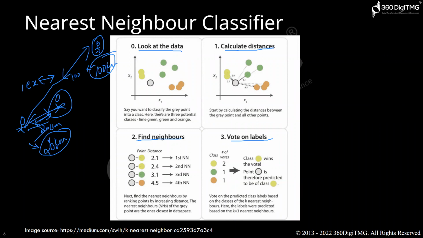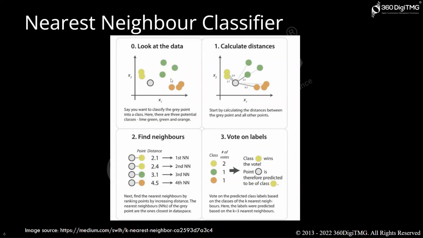We are going to classify the gray point into a class here. There are three potential classes: orange, green, and yellow, which is called lime green. We are going to calculate the distance from these. So let me explain once again. We are going to classify the gray point into a class, and we are going to give three potentials: orange, green, and light green.